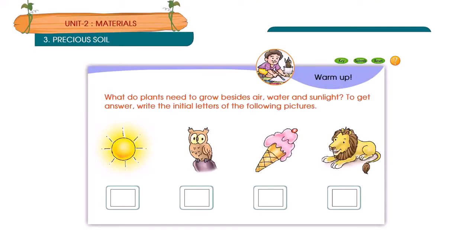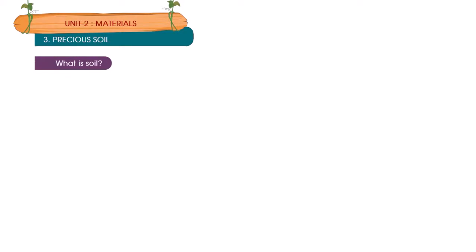3. Precious soil. Warm up. What do plants need to grow beside air, water, and sunlight? To get the answer, write the initial letter of the following picture. What is soil?